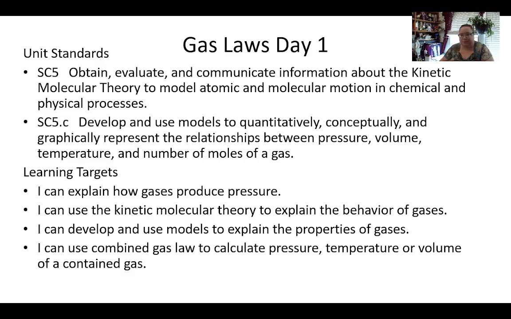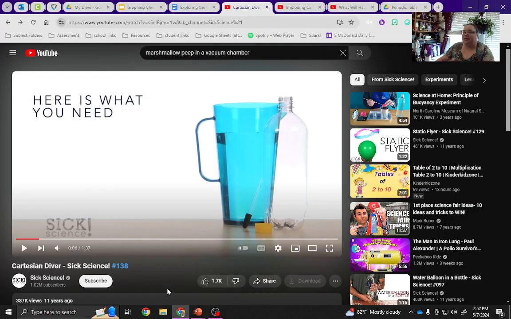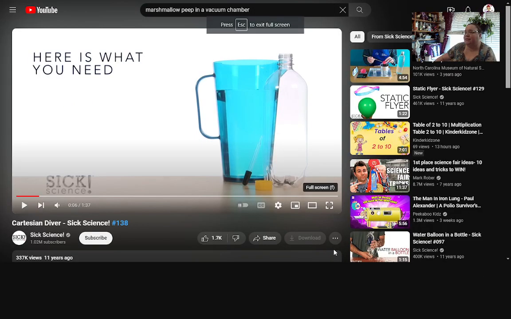of a gas. Normally, if we were face-to-face, I would do some demos at the beginning of this unit to kick it off, but since we're not, I'm going to show a couple of video clips of the demos that I would typically do. So, one of the first videos is of a Cartesian diver. It actually walks you through how to make it.